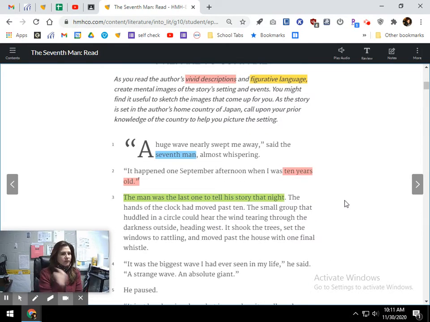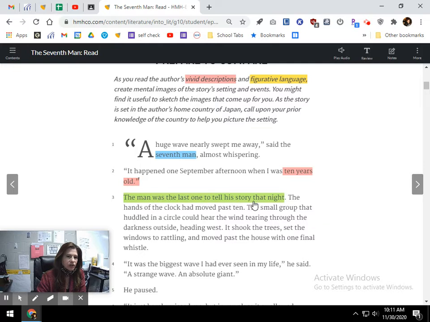A huge wave nearly swept me away, said the seventh man, almost whispering. Again, I'm wondering who the seventh man is and why he's called the seventh man. It happened one September afternoon when I was 10 years old. The man was the last one to tell his story that night. The hands of the clock had moved past 10. The small group that huddled in a circle could hear the wind tearing through the darkness outside, heading west. It shook the trees, set the windows to rattling, and moved past the house with one final whistle.